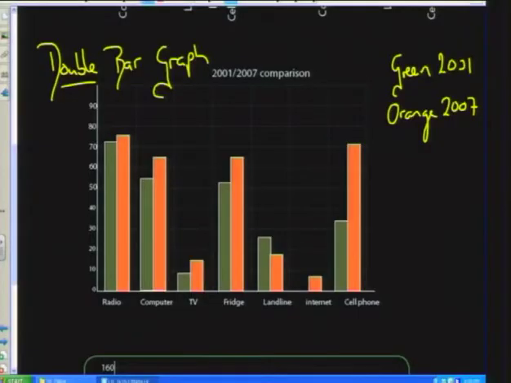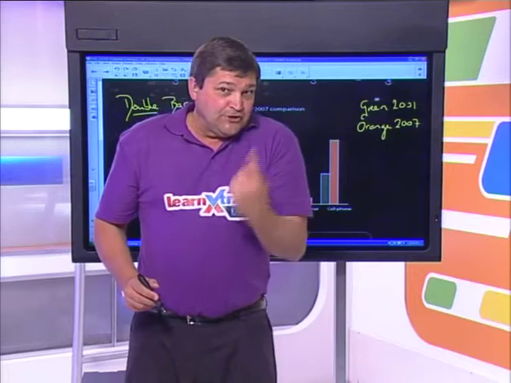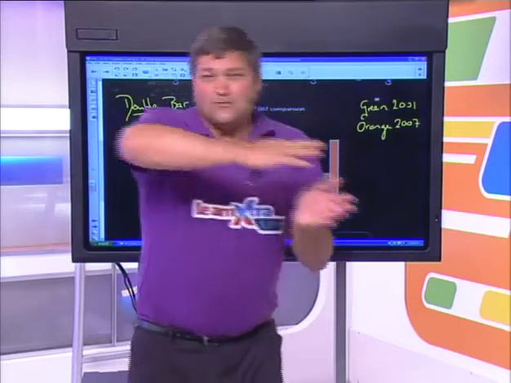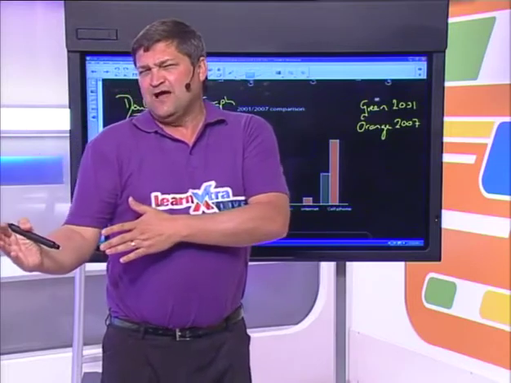Radio has increased. It hasn't increased very much, but there has been an increase in the radio use from 2001 to 2007. Computer use has increased quite a bit. TV use has increased. Fridges, more people are using fridges. Okay. This is an interesting one, landline. Fewer people were using a landline in 2007 than in 2001.